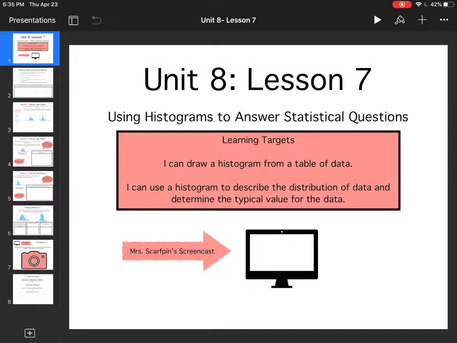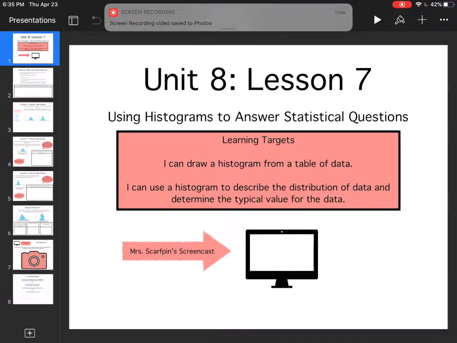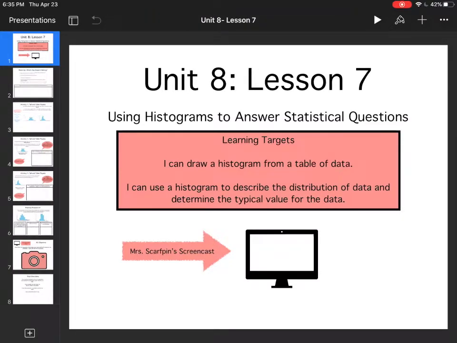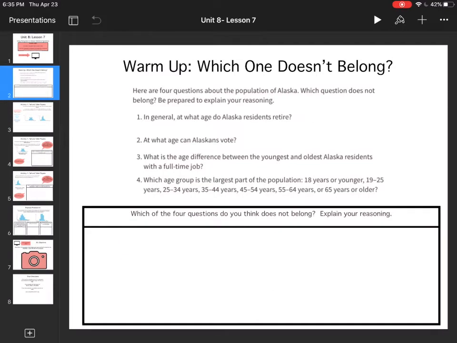All right, today we're doing Unit 8, Lesson 7, using histograms to answer statistical questions. I can draw a histogram from a table, and I can use a histogram to describe the distribution of data and determine the typical value for the data. So our first question is, here are 4 questions, which one doesn't belong? Remember, this is just like in class, all of them potentially could not belong. You just need to come up with a reason why.